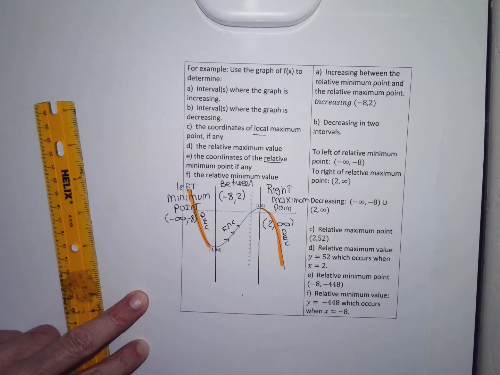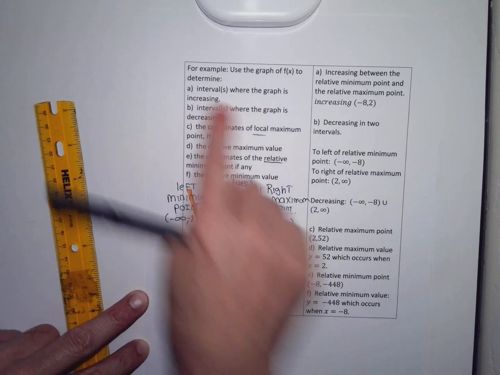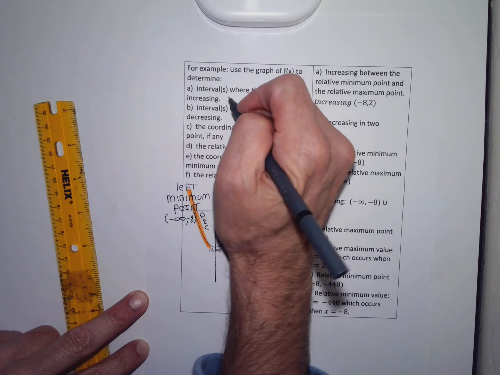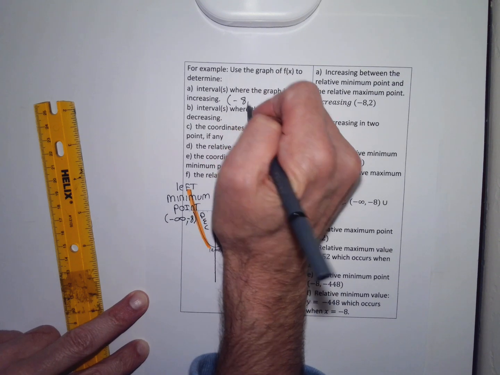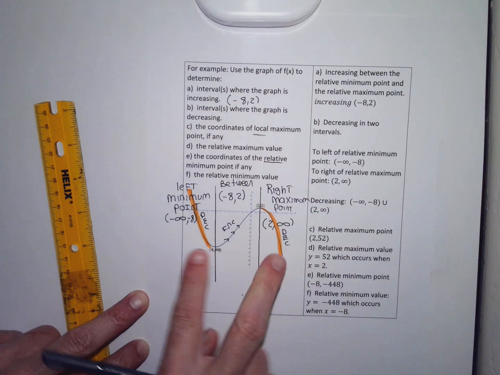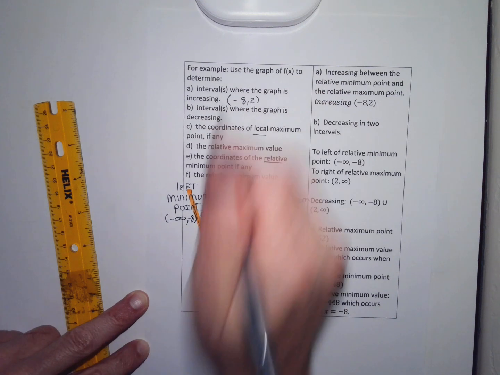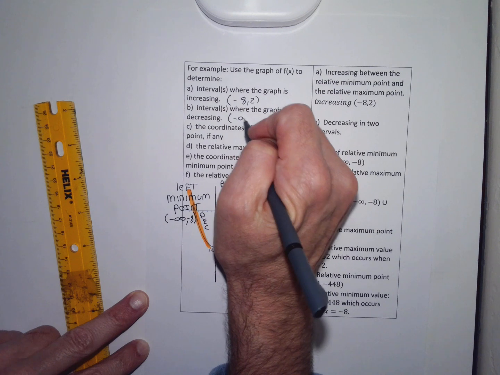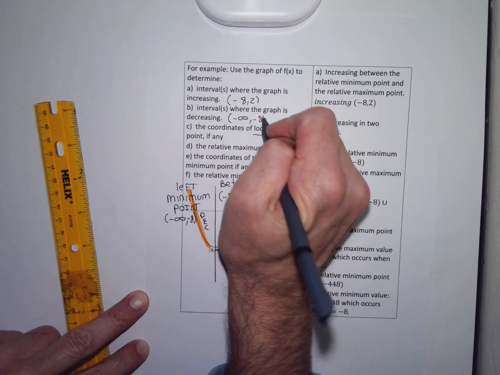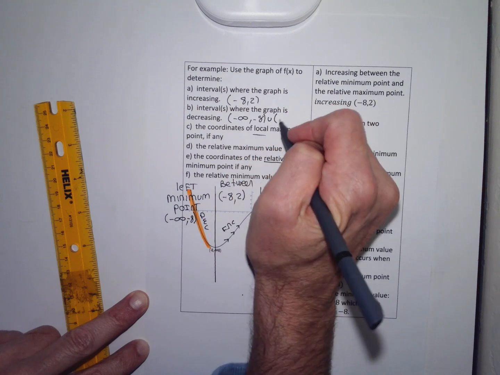So to answer the intervals where the graph is increasing, there's just one. It's the middle interval from -8 to 2. There are two intervals where the graph is decreasing: the far left interval, -infinity to -8, and the far right interval, 2 to infinity.